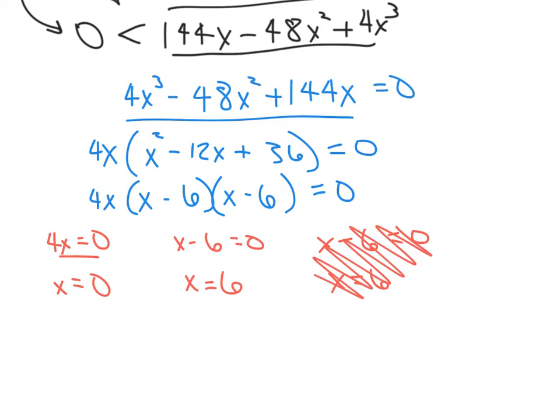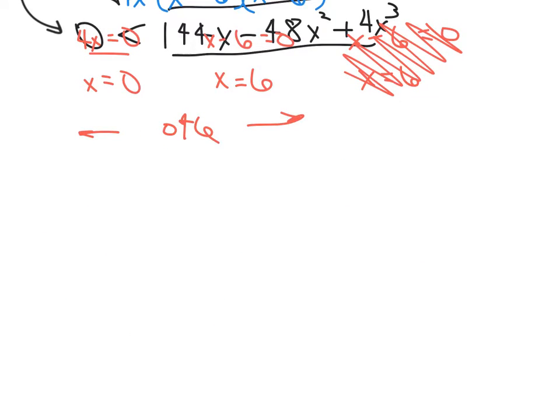So what does that tell me? That tells me that my answers are 0 and 6, but it doesn't tell me which numbers: numbers less than 0, between 0 and 6, or numbers greater than 6. And that's what we're going to do in this next part of the example.